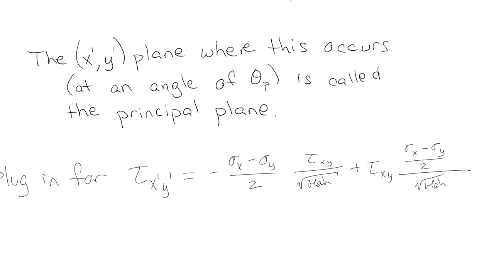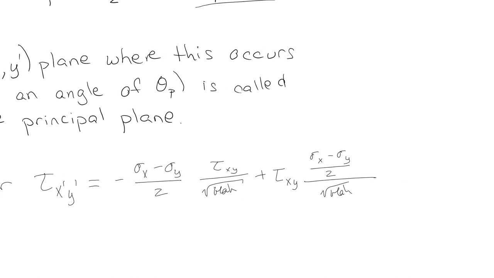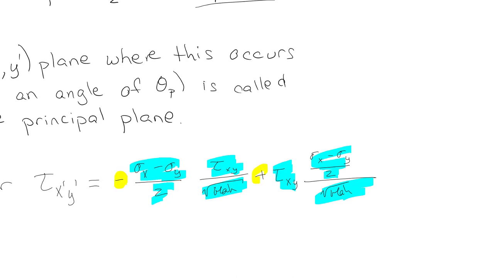And if you're super clever, you can be like, hold on a second. They both have tau terms. They both have divide by 2 terms. They both have divide by root terms. And they both have this thing, except that this one has a plus and this one has a minus. So this value is 0.